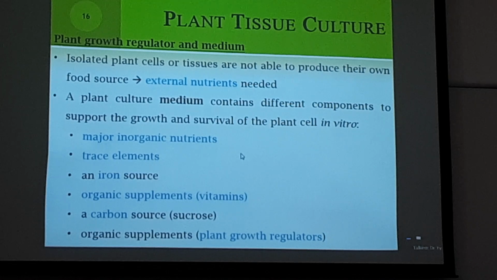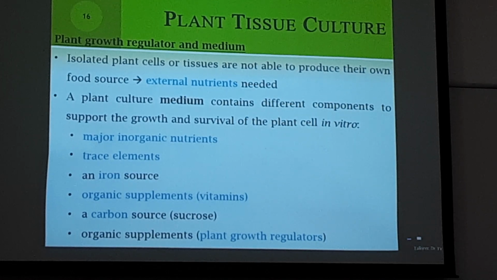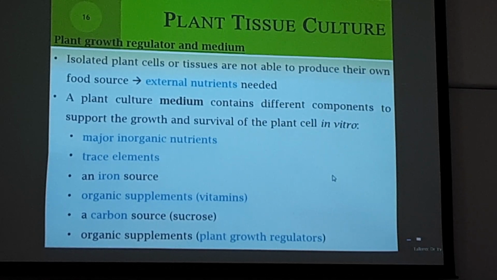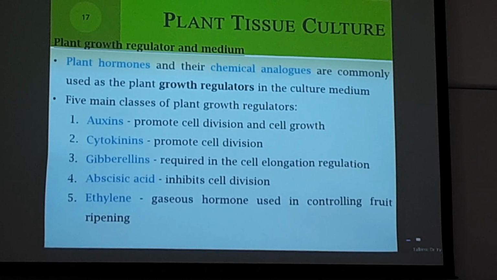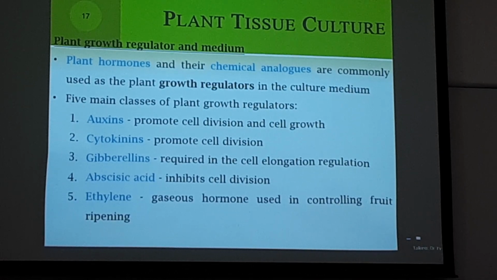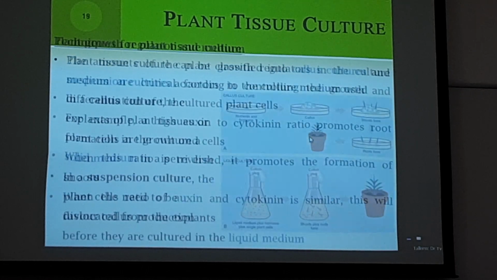We can have different ways of growing the plants, and you have to know how to grow them, the basic components in the medium. You have to make sure everything needed for plant growth is there: all the nutrients, all the chemicals, all the growth regulators, like hormones to stimulate their growth, so that they can grow from a single cell into an individual new plant.